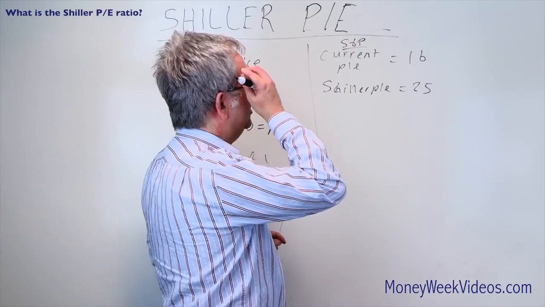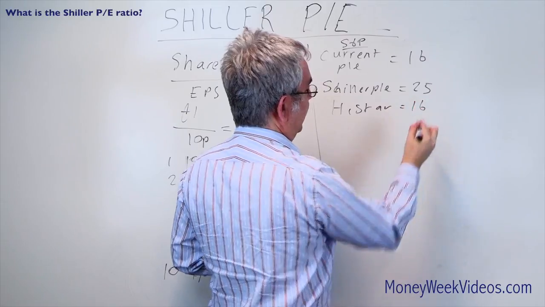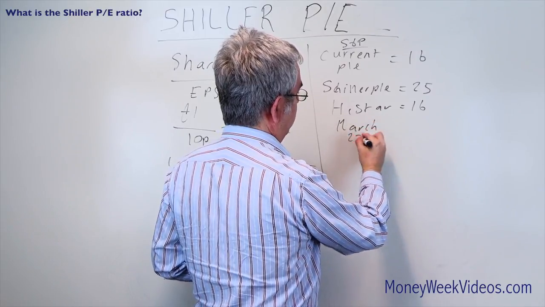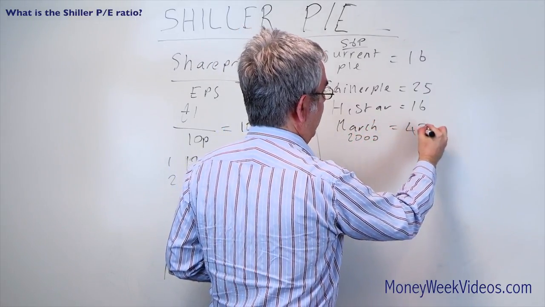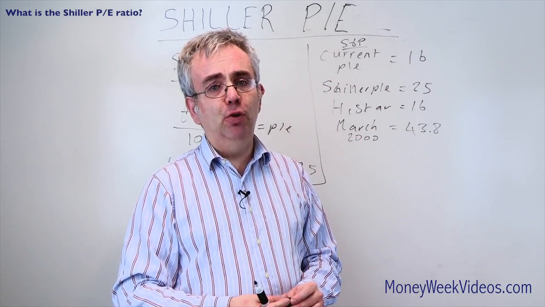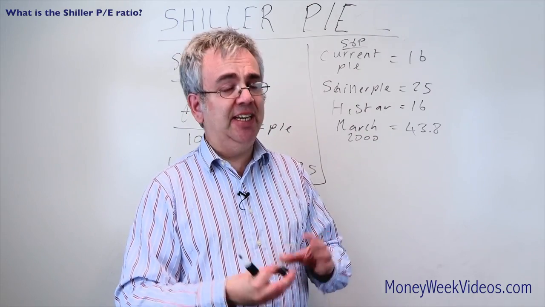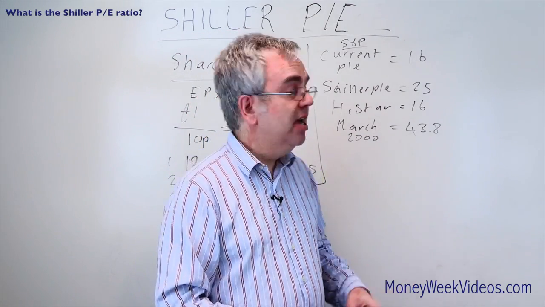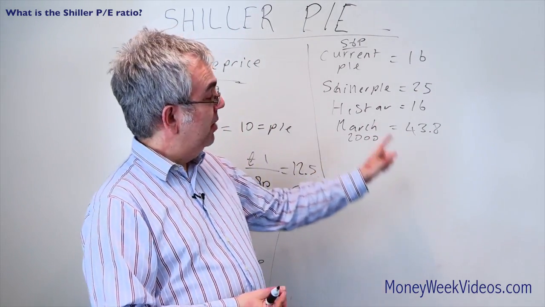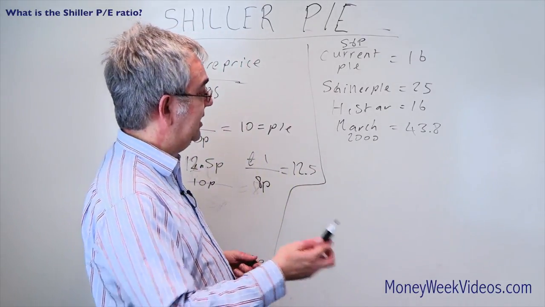Let's see how things have gone in other periods of history. I mean, the historical average is 16 for the Shiller PE, but probably its highest number ever was in March 2000, when the Shiller PE was 43.8. That was just before the whole dot-com crash. And actually, Robert Shiller at that moment published a book called Irrational Exuberance, and he said the stock market was way overvalued. And my goodness, he was right. Back then, I was a young, naive investor, and I didn't believe him, but the numbers were telling the story. America was way overvalued. I wish I'd sold all my shares at that stage.